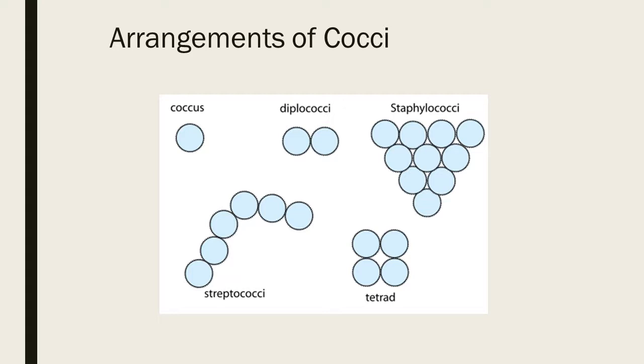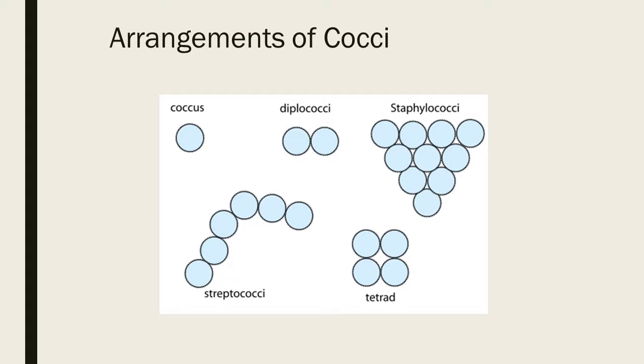Okay, so underneath each of the different shapes of bacteria, we have different arrangements of those shapes. The first one we're going to look at is cocci. Remember, those are circular. The first one is coccus, one single round bacterium. The next one is diplococci. The di means two, and the cocci means round, so we have two round bacteria cells.